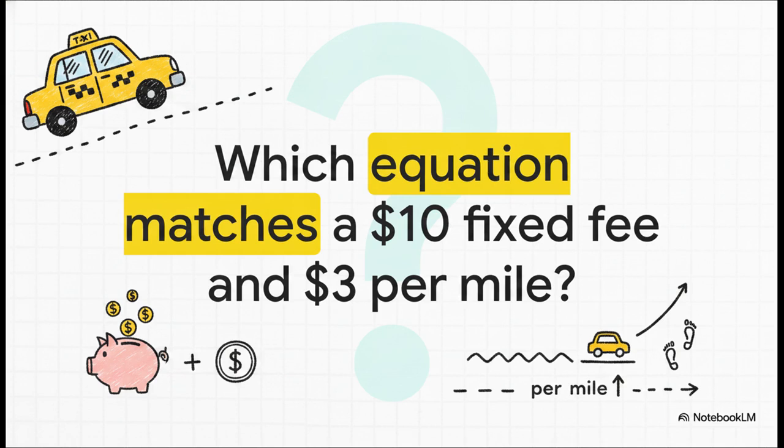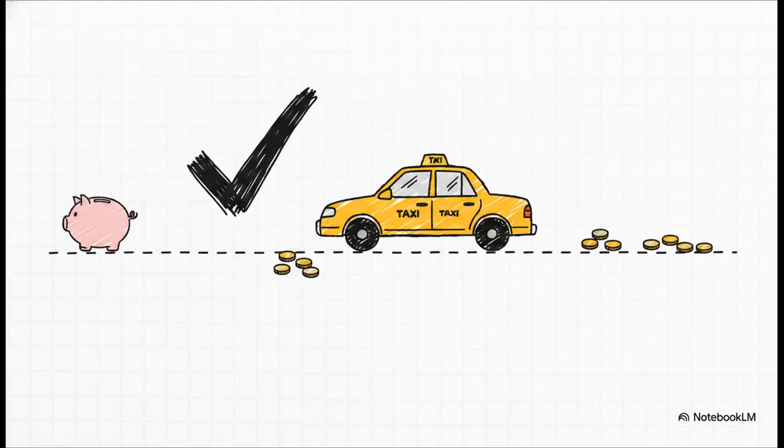Imagine you jump into a taxi. There's a $10 fixed fee just for getting in, and then a $3 charge per mile driven. So, which equation makes the correct claim here? Is it A, y equals 10x plus 3, or is it B, y equals 3x plus 10? If you guessed B, you hit the nail on the head.